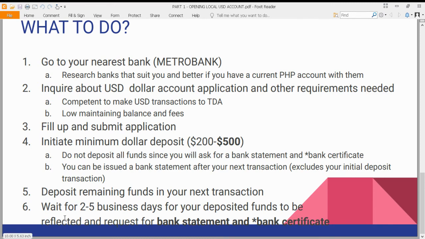The last step is to wait for 2 to 5 business days for your deposited funds to be reflected. The bank holds the money for about 3 to 5 days before it reflects to your account. And afterwards, since you now have 2 transactions or more, you can now request for a bank statement and optionally a bank certificate. A bank statement is just a summary of all your transactions, while the bank certificate just proves that you are affiliated with the bank.